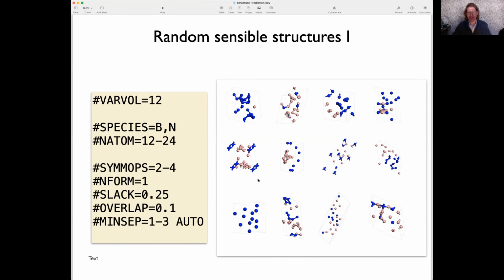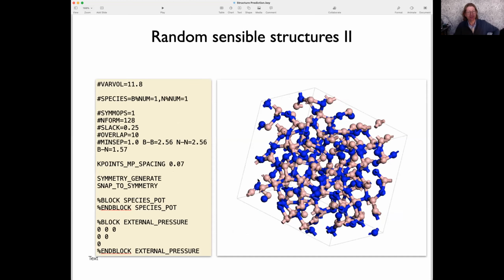We're using some symmetry as well to accelerate the search. So these are for small unit cells. Here's an example for a bigger random structure with 256 atoms, where we've imposed a particular minimum separation. By imposing this minimum separation, we're effectively telling it a lot about the chemistry of the system. We're steering it to a sensible region of configuration space and telling it to search in this region here.